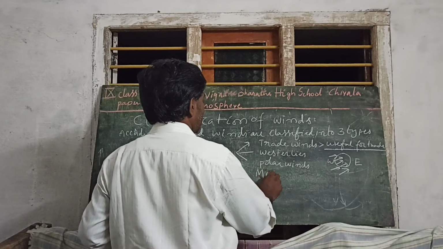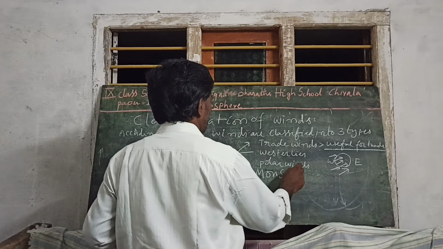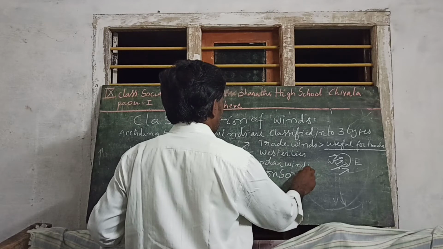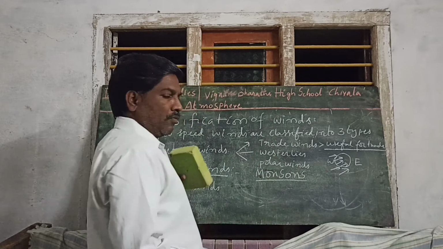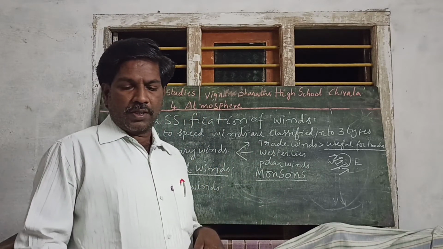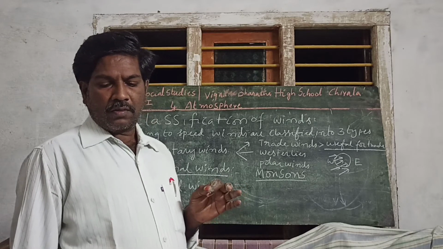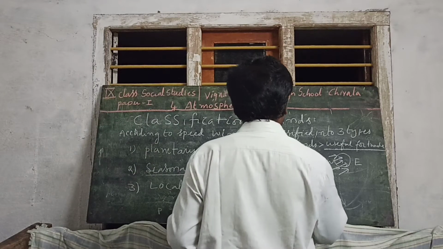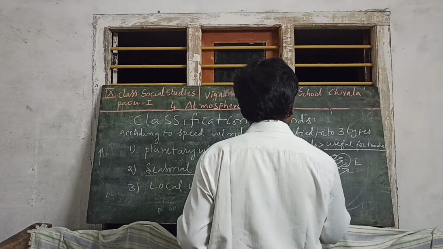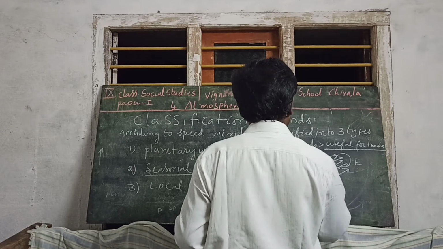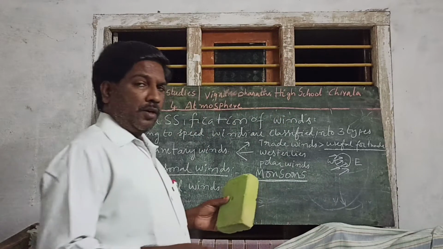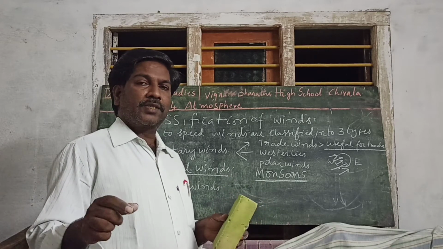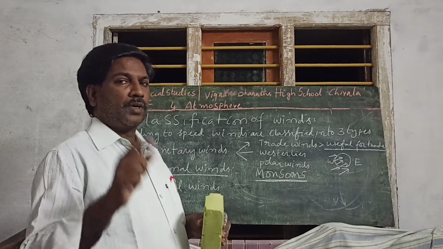Seasonal wind, the best example is monsoon. There are two types of monsoons, we know that. And generally, India gets the highest rainfall through the southwest monsoons.